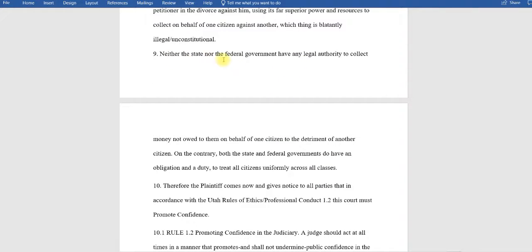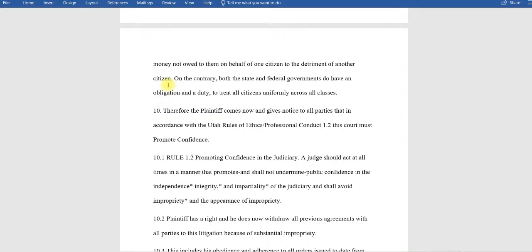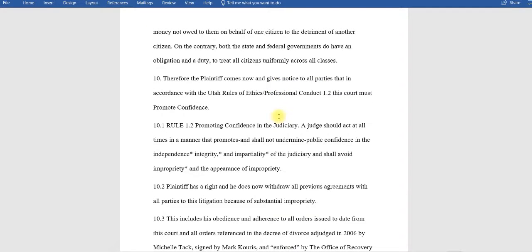Neither the state nor the federal government have any legal authority to collect money not owed to them on behalf of one citizen to the detriment of another. Okay? On the contrary, both the state and federal governments do have an obligation to treat all citizens uniformly across all classes. Okay? And this is what me and that dude talked about, and he said this was the gold mine right here.